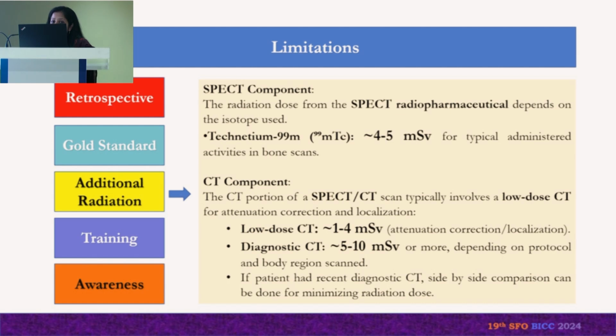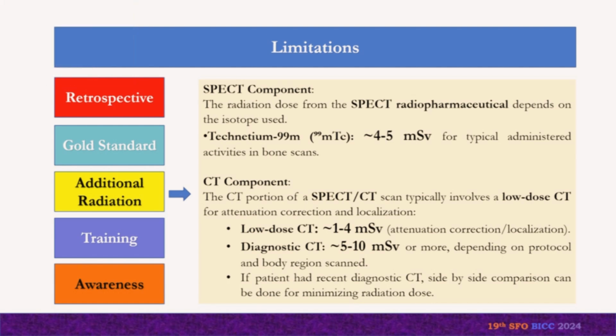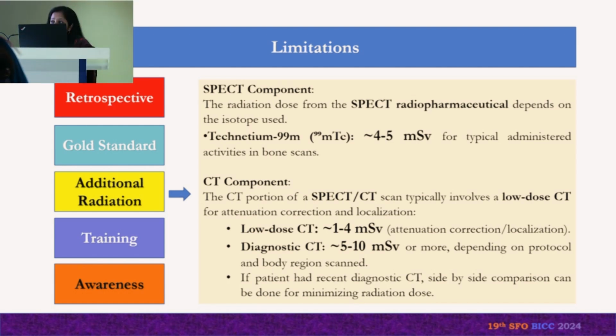And of course, there is an additional radiation hazard, because we always give it with the intention that if a patient can have same-session imaging, it can be beneficial for the patient. On SPECT CT acquisition protocol, usually 4 to 5 millisievert for a typical administered activity in bone scan, and we use low dose CT scan which is 1 to 4 millisievert.